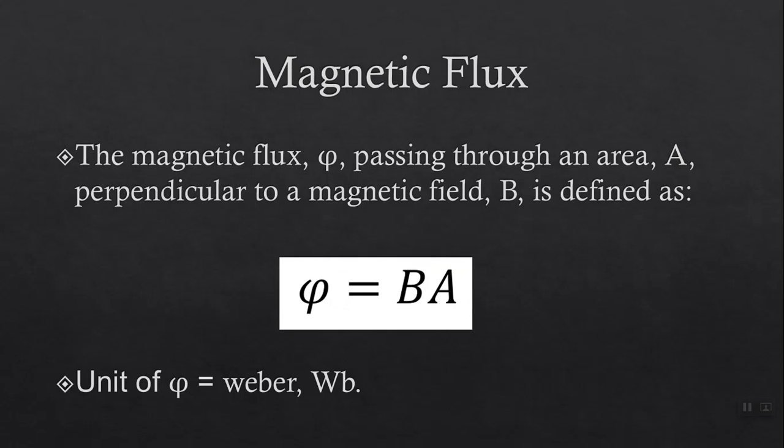However, that also we consider as a perpendicular component to the area that we are considering. So magnetic flux is the number of magnetic field lines that are passing through a given area perpendicular to it. The unit of magnetic flux is Weber, and the symbol is phi.